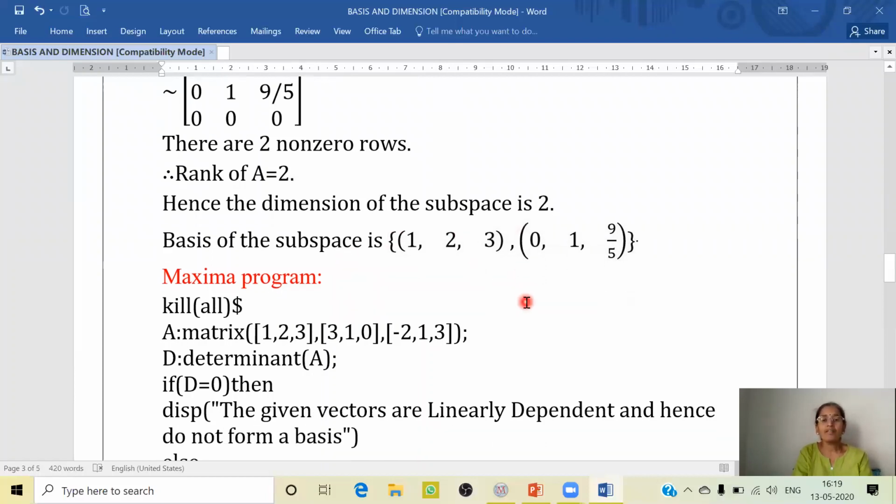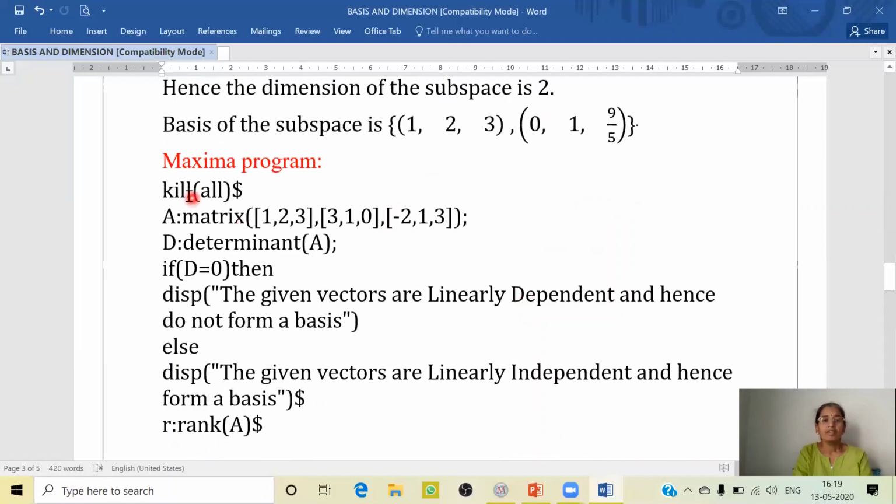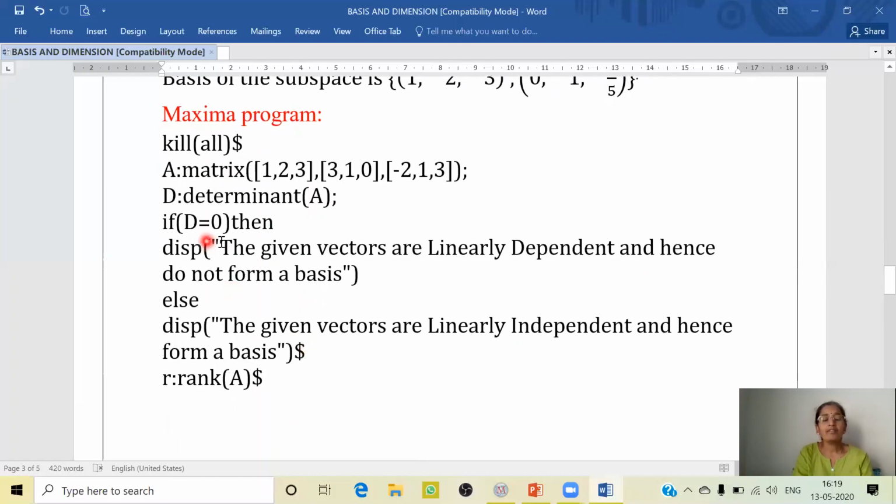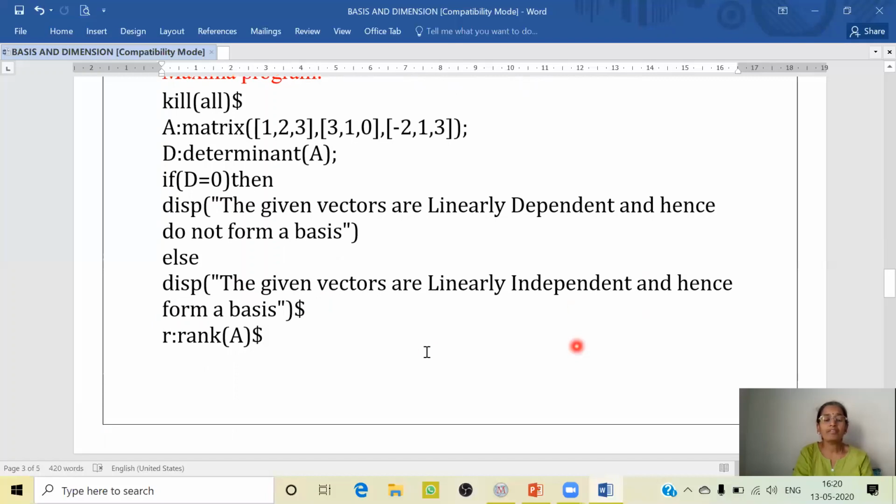Now let us check with the Maxima code here. So the Maxima code runs like this: kill all. We input the matrix, we find the determinant value. If the determinant value is 0, the vectors are linearly dependent and hence they do not form the basis. If determinant is not equal to 0, that is D is not equal to 0, the given vectors are linearly independent and hence they form a basis.